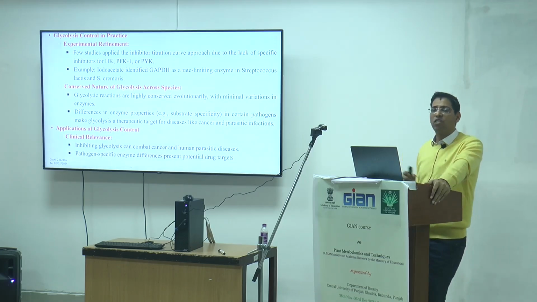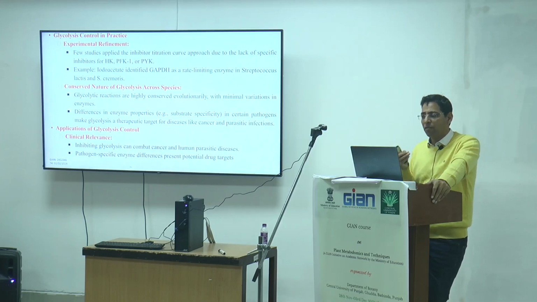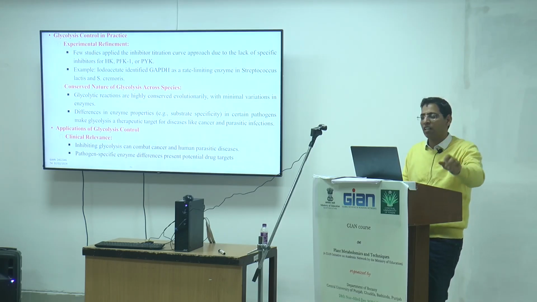Now, the conserved nature of glycolysis across species. What is happening is that the glycolytic pathway is highly conserved evolutionarily, with minimum variation in the enzymes. There are differences in enzyme properties and substrate properties, and differences in glycolysis.